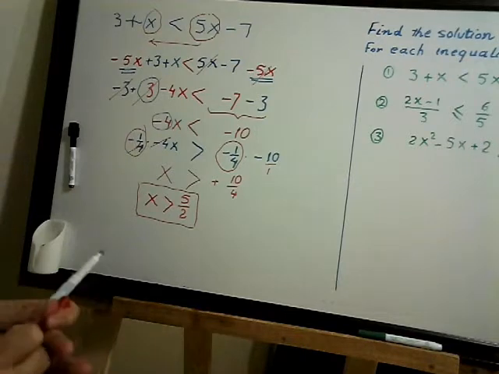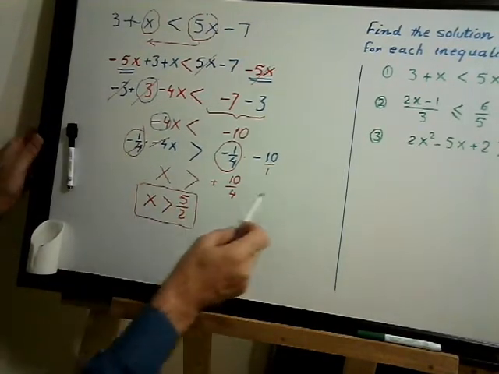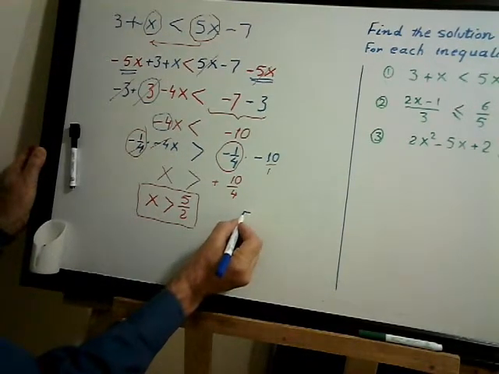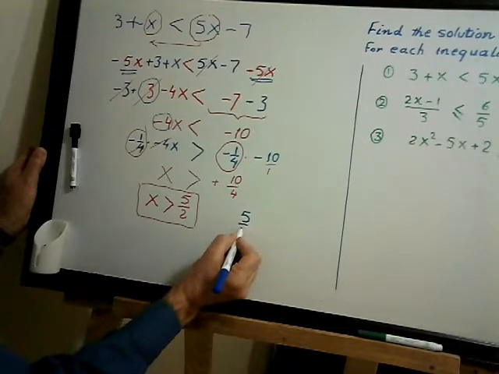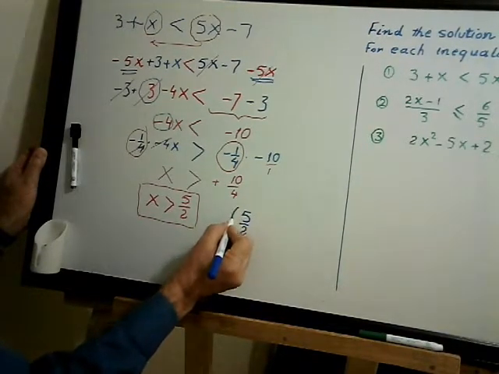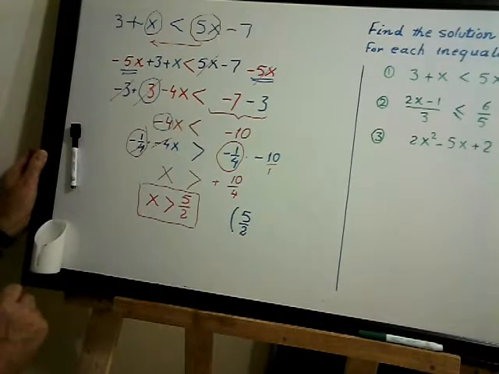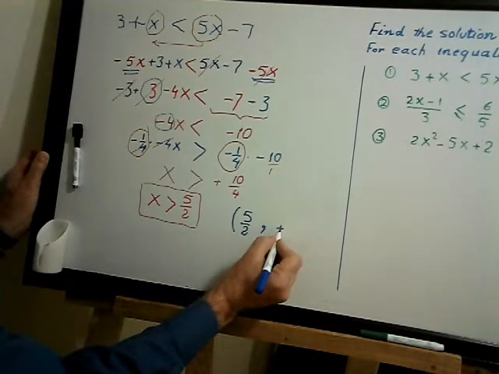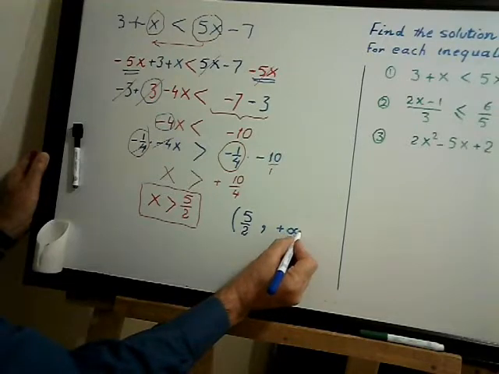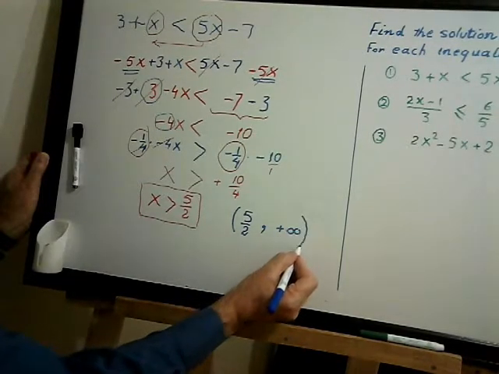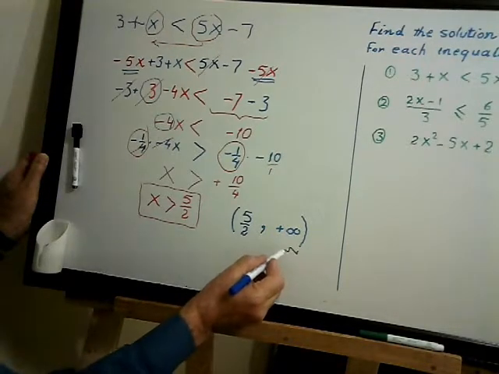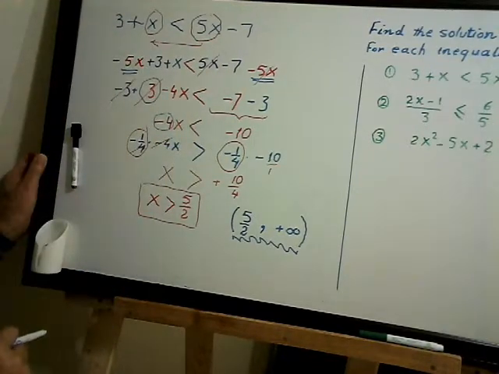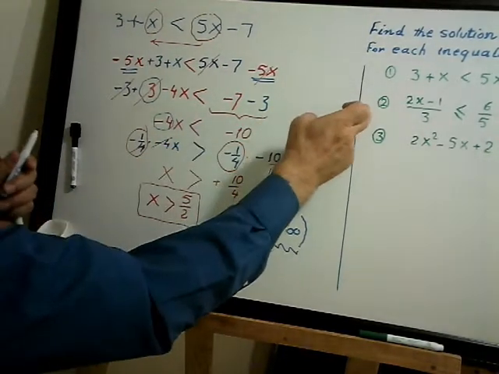If we want to express this in terms of an interval, it's open at 5 over 2. That means we use this bracket, 5 over 2, to plus infinity, or positive infinity. This interval is the solution for the inequality here. Okay, let us see the other inequality.